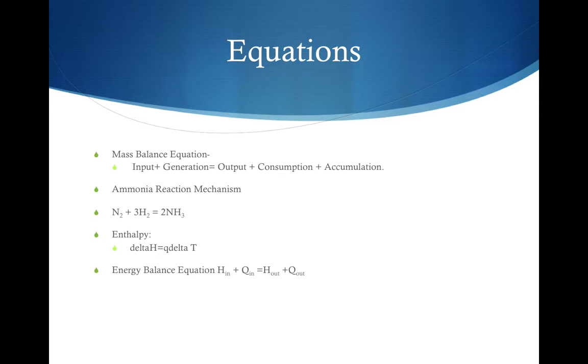Some equations that we need: basically the first one is what is going in must come out. The second equation is the actual stoichiometric equation that we use for ammonia. Then the enthalpy and the energy balance equation, basically those are both going to be used at the end of the MATLAB, and it's used to minimize your cost and maximize your output.